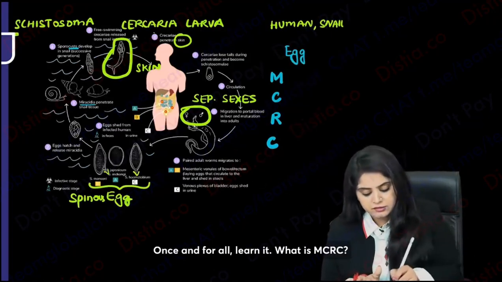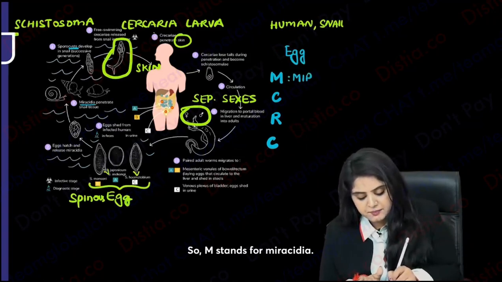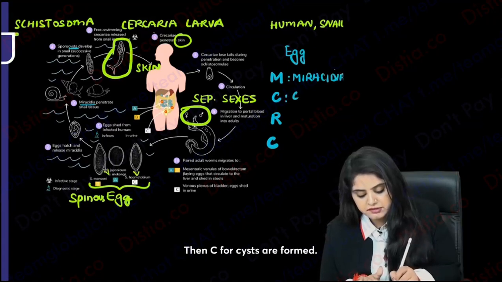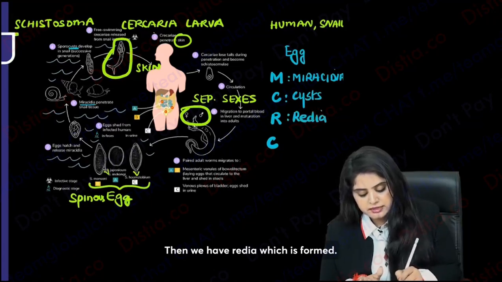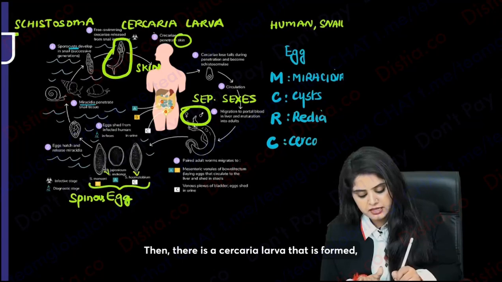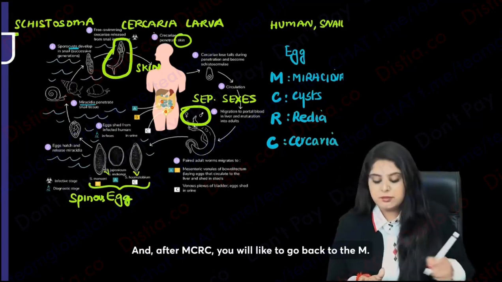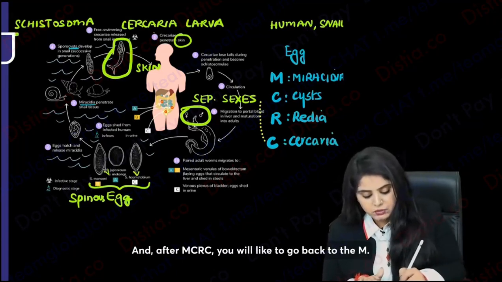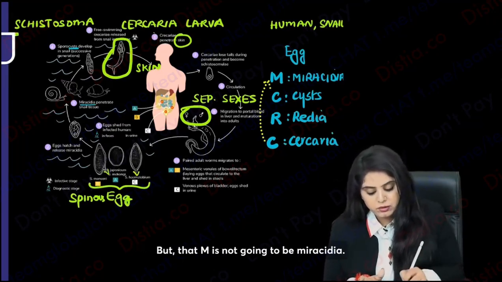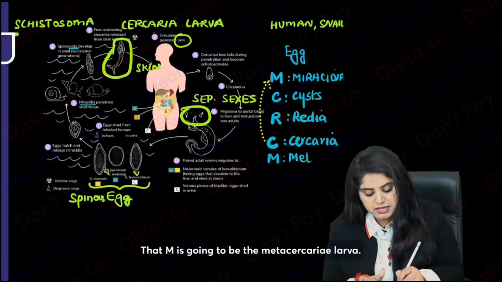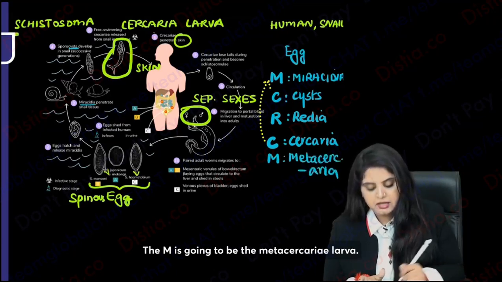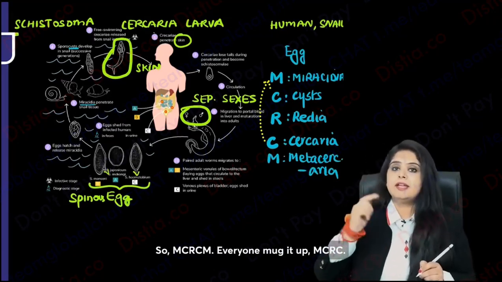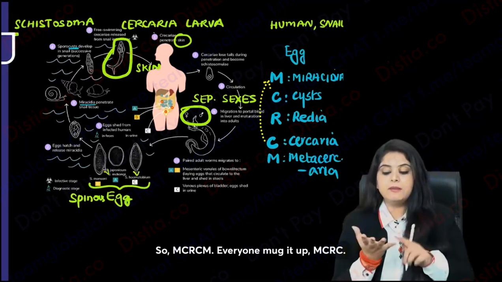What is MCRC? M stands for Miracidia. The first thing formed is Miracidia. Then C for cysts are formed. Then we have radia which is formed. Then there is a Cercaria larva that is formed, and after MCRC you will like to go back to the M, but that M is not going to be Miracidia, that M is going to be the Metacercaria larva. So MCRCM, MCRCM, everyone mug it up.